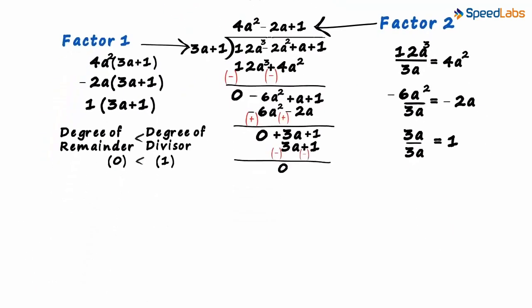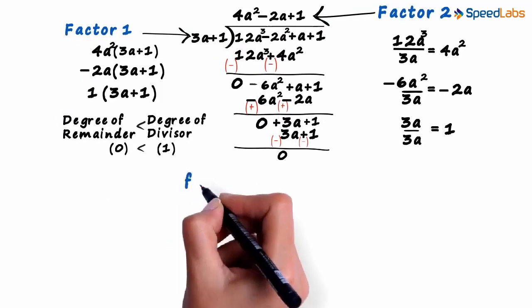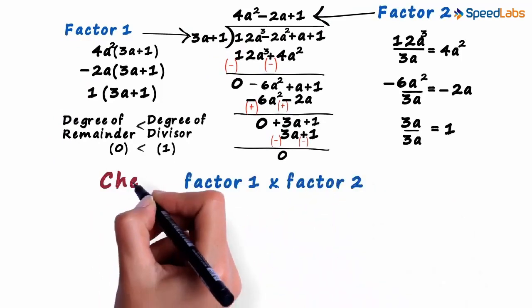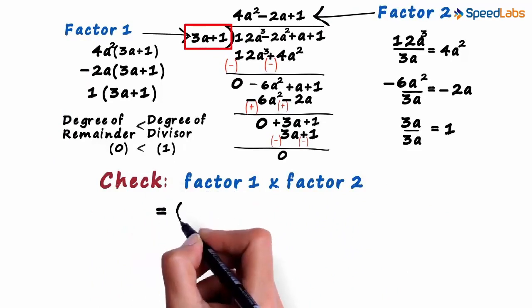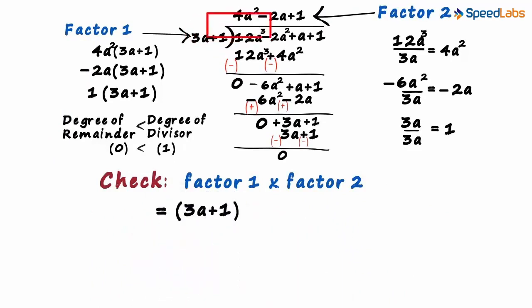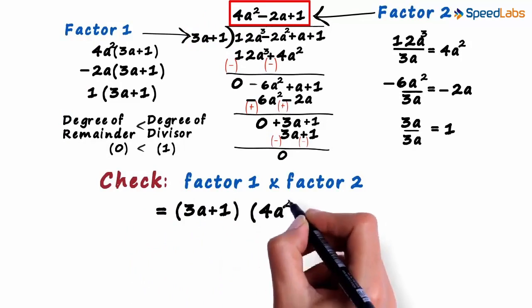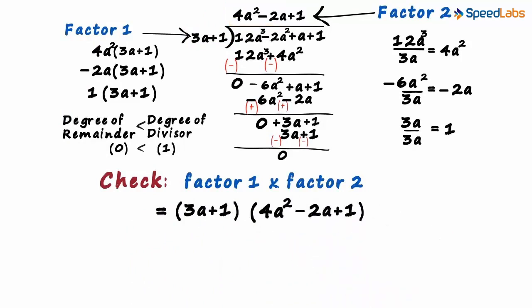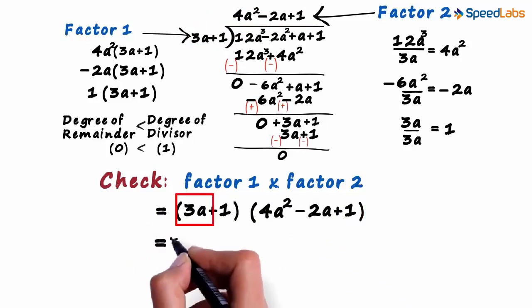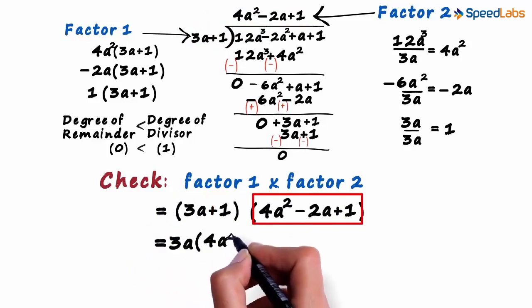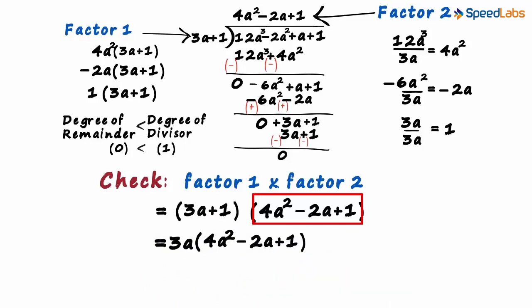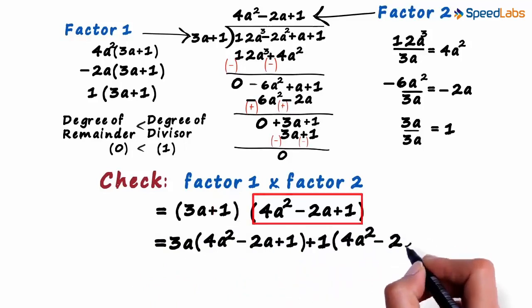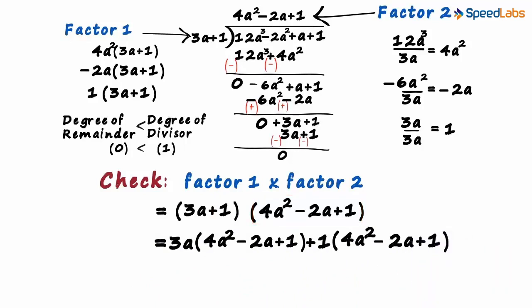So if our working is correct, multiplying the two factors should give us the dividend. Let us check. Factor 1 is 3a plus 1. Factor 2 is 4a squared minus 2a plus 1. Using the distributive law, this will equal 3a multiplied by 4a squared minus 2a plus 1 plus 1 multiplied by 4a squared minus 2a plus 1.